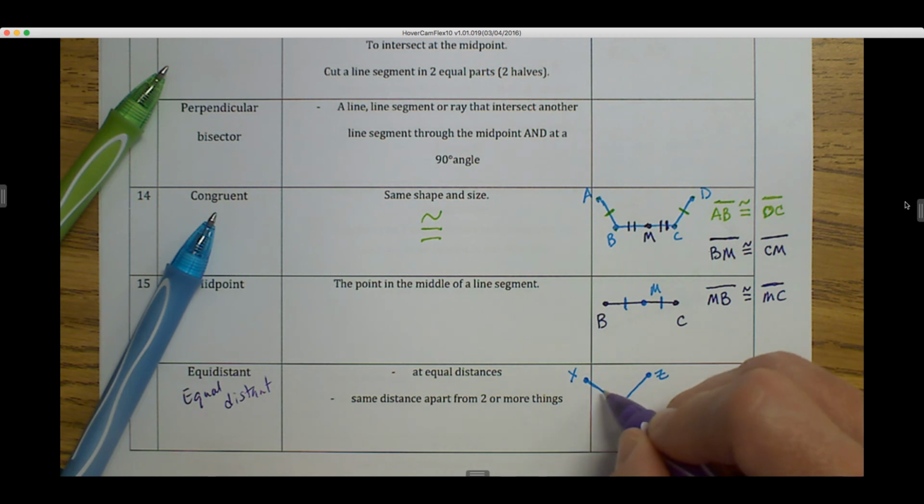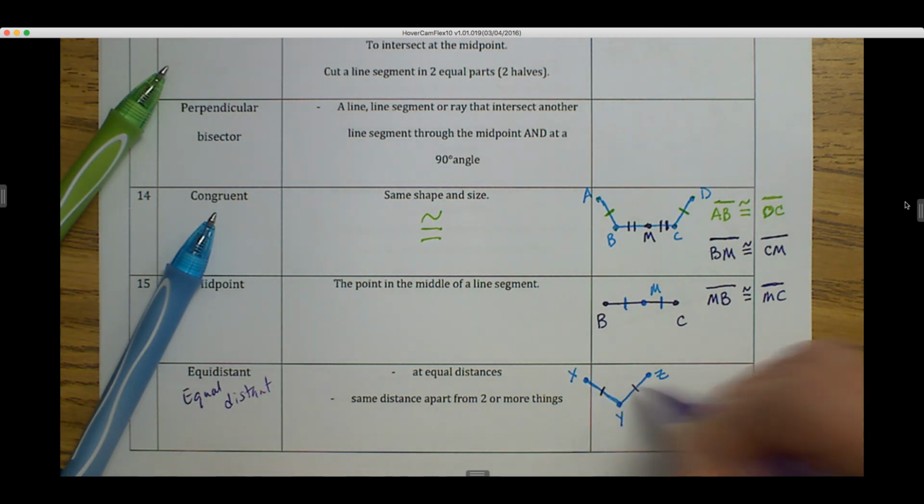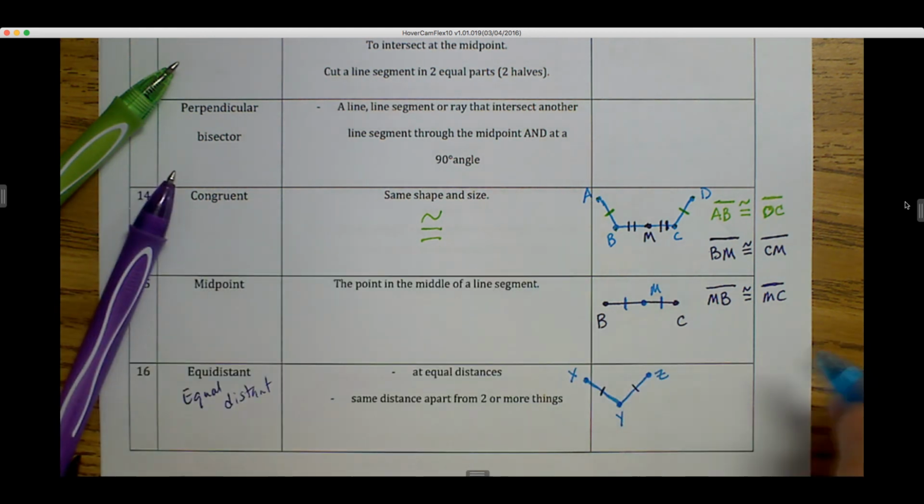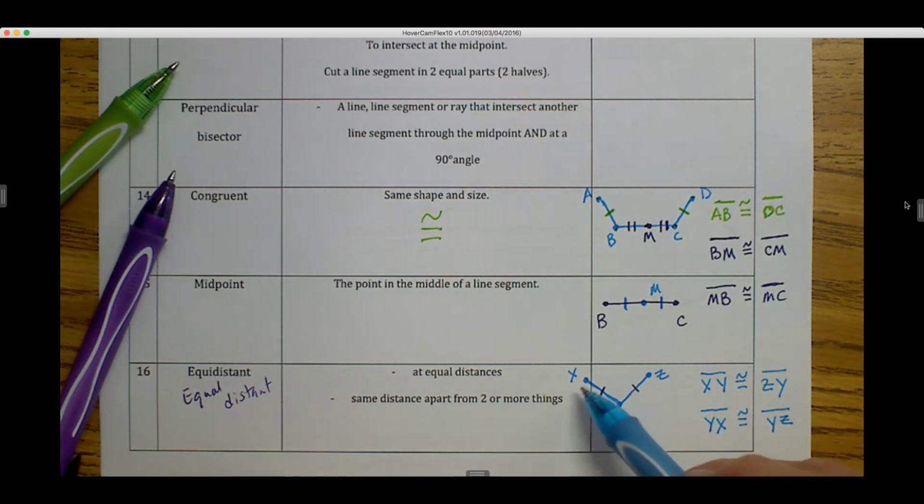Okay, if you see 1 slash mark there, 1 slash mark there, we know it's not the midpoint, but it is equidistant. So you could say line segment XY is congruent to line segment ZY. The other way you could say that is line segment YX is congruent to line segment YZ. Right? And X and Z are equidistant from Y.